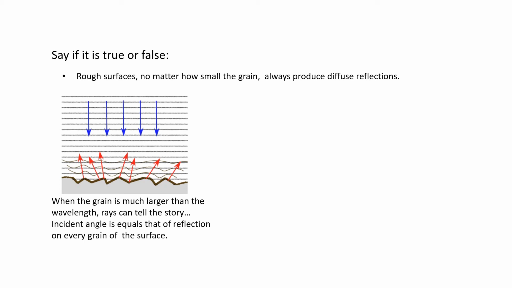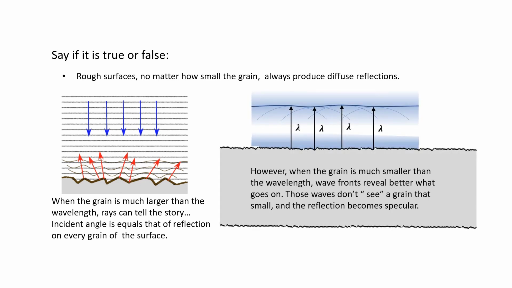When the grain is much larger than the wavelength, rays can tell the story. Incident angle equals that of reflection on every grain of the surface. However, when the grain is much smaller than the wavelength, wave fronts reveal better what goes on. Those waves don't see a grain that small, and the reflection becomes specular.